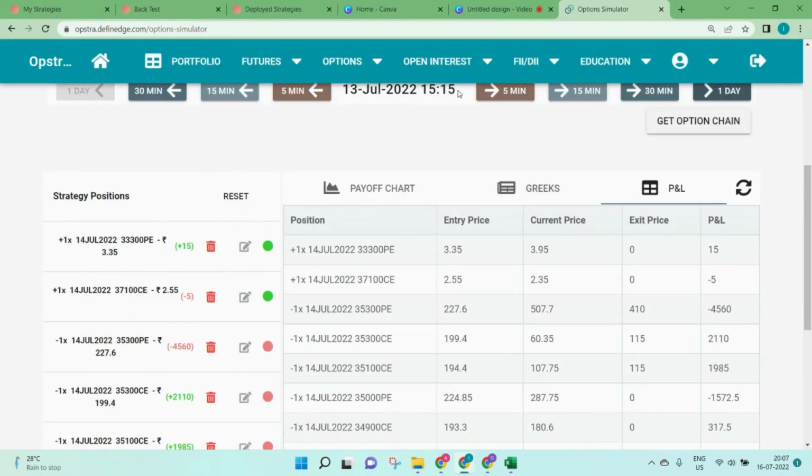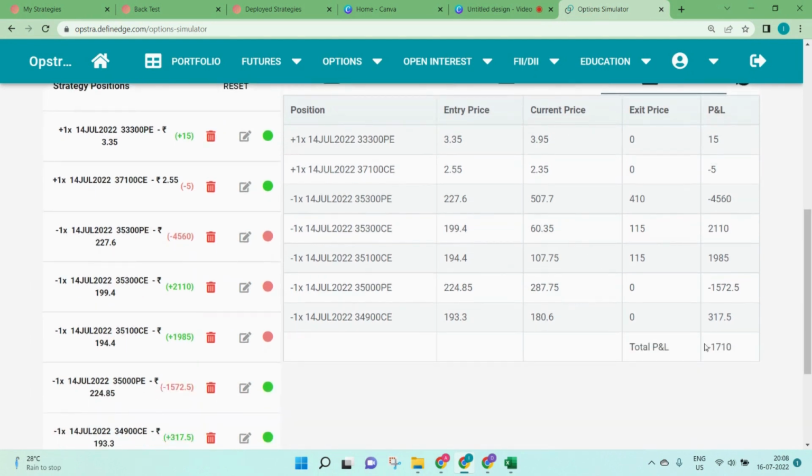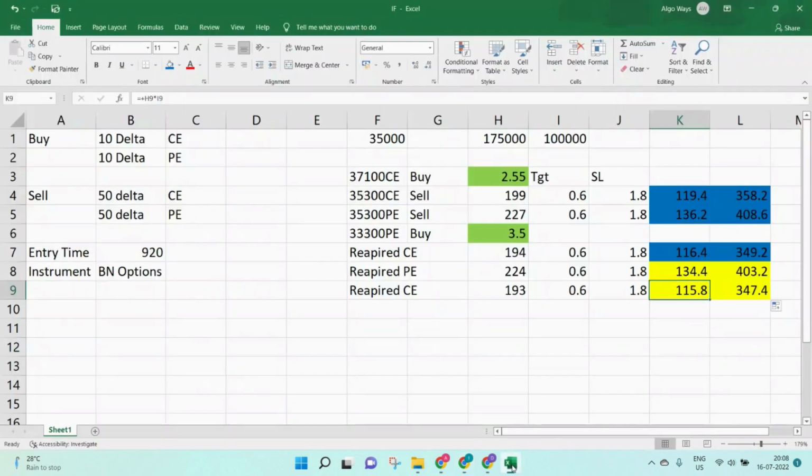So we are at 15:15 now, and our MTM is minus 17.10. So this is a losing day for Iron Fly. We close this trade at minus 17.10. This was a losing day, but this demonstration was done for explaining the logic only, and these numbers, SL and TP, are not the optimized numbers. We will discuss what could be the best ones. So we take the loss and we move on to the next day.